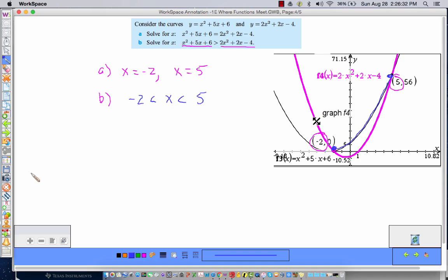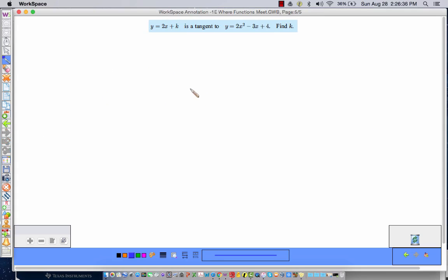Okay, last thing we're going to do is this example. y equals 2x plus k is tangent to 2x squared minus 3x plus 4. And tangent means it touches in one and only one point, the point of tangency.